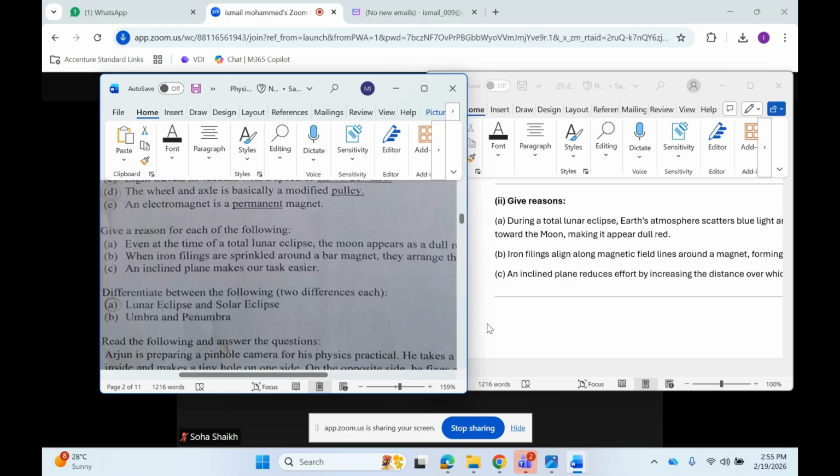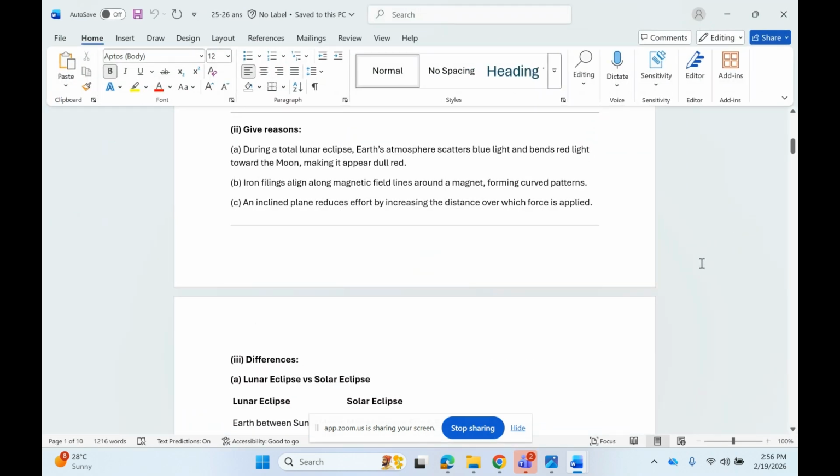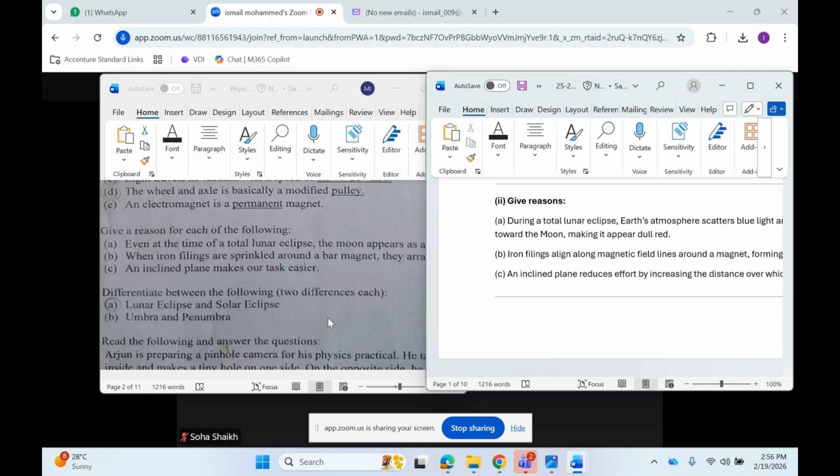An inclined plane makes our task easier. Why? Because it reduces the effort by increasing the distance over which the force is applied. The effort applied is reduced. So that's why it makes our tasks easier.